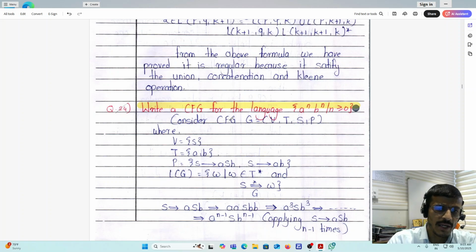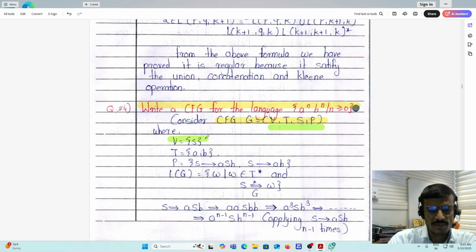First of all, you have to write down the definition of CFG. The CFG consists of 4 tuples V, T, S, P that you have to mention in detail. V is a set of non-terminal symbols, generally represented by uppercase alphabets. T is the set of terminal symbols, S is the starting symbol, and P is the set of productions.